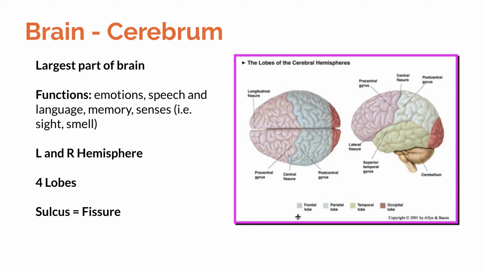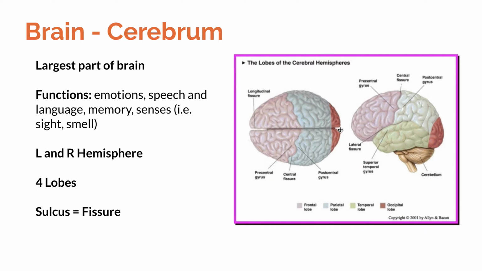It can be divided into the left and right hemisphere, as well as four lobes. So the frontal, parietal, temporal, and occipital lobe. So here we have the frontal that is more superior, and then we have the parietal lobe right behind it. The temporal lobe sits more laterally, and then the occipital lobe is posterior, right over here. And so these different lobes can be divided by either sulcus, another word for it is fissure.